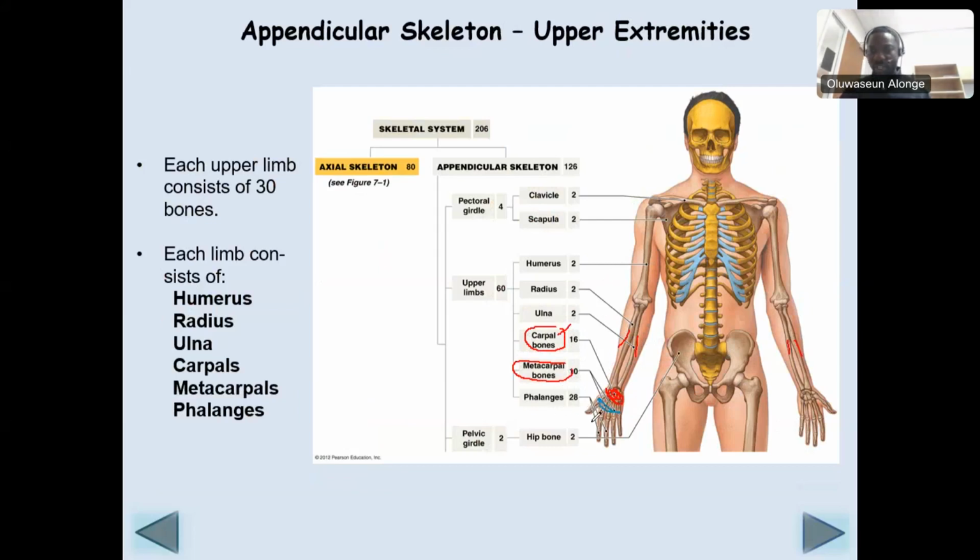Then right after, you have the phalanges, all right? You have the phalanges the same way on the other side. So let's go. You have the humerus, the radius, the ulna, the carpal bones, metacarpal, and phalanges. So humerus, radius, ulna, carpal bone, metacarpal, phalanges.